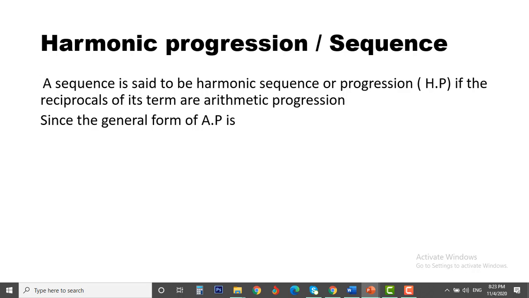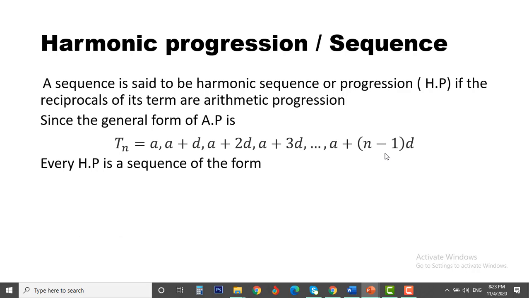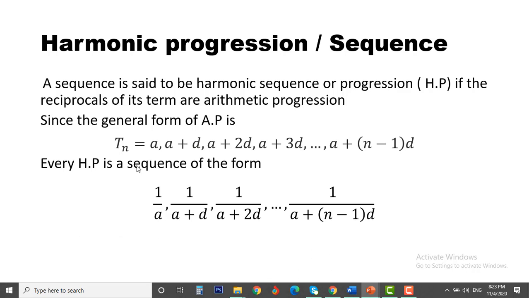Since the general form of AP is this, we know that the general form of AP was a, a plus d, where d was the common difference. So we add on the common difference throughout. And the final formula that we got for the nth term was a plus (n minus 1)d. Now if you're talking about harmonic progression, it will be 1 upon a, 1 upon a plus d, and so on, till 1 upon a plus (n minus 1)d.